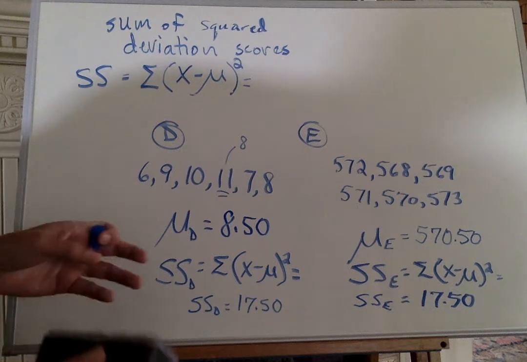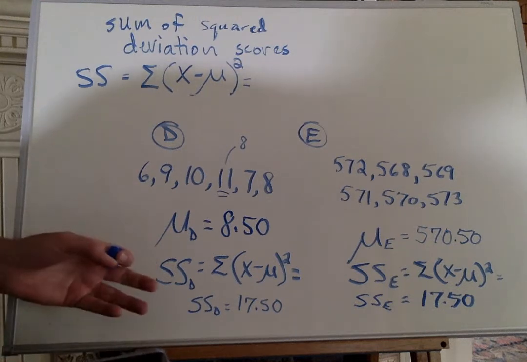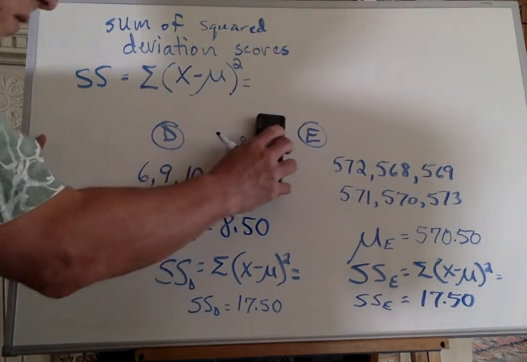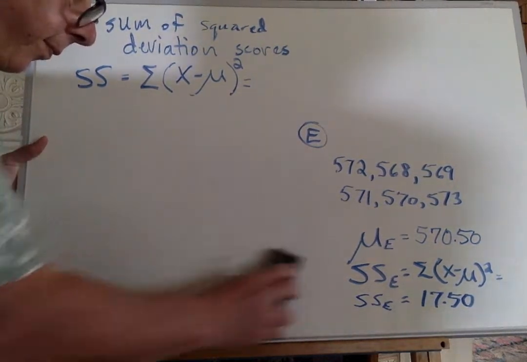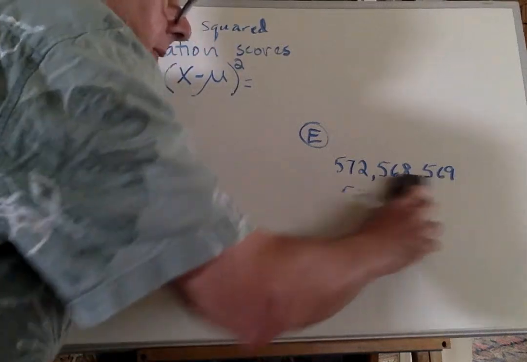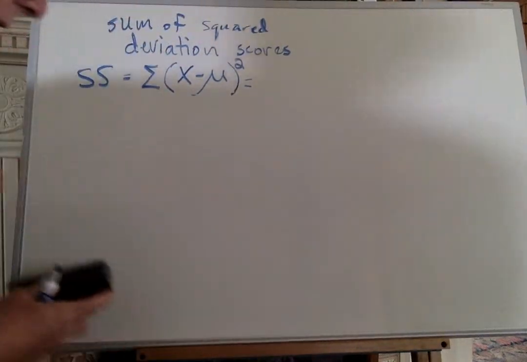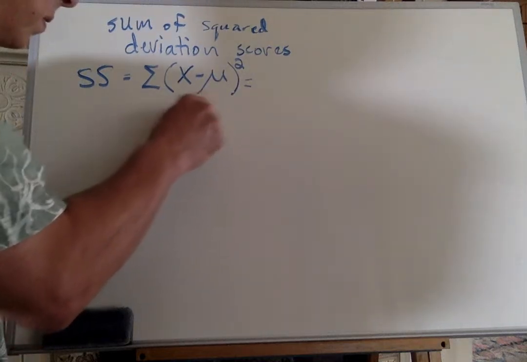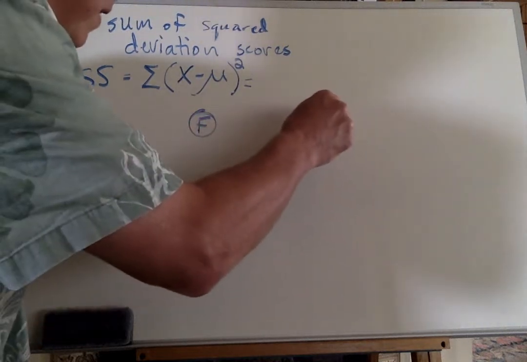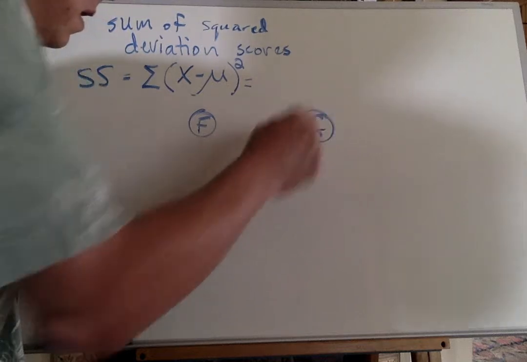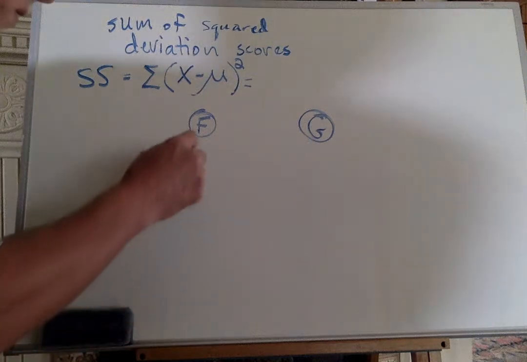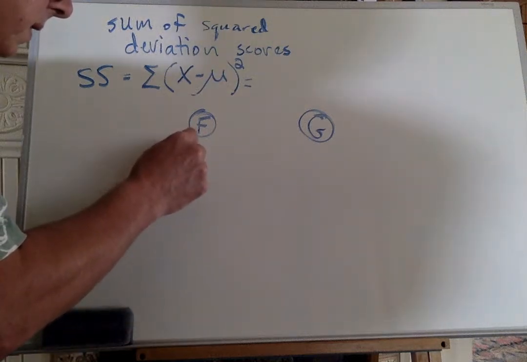Okay, let's do two more. Sum of squares here. Okay. So we're going to do. Let's do distribution F and G, and let me give you these numbers.